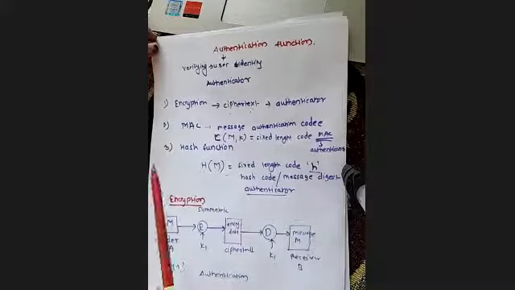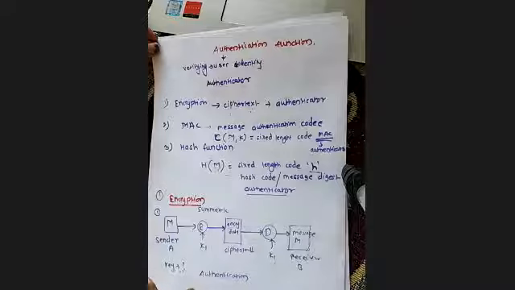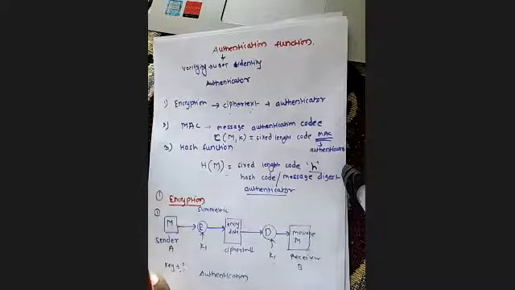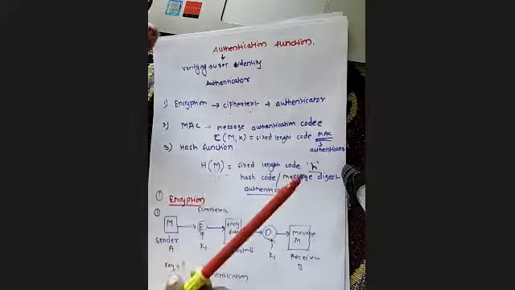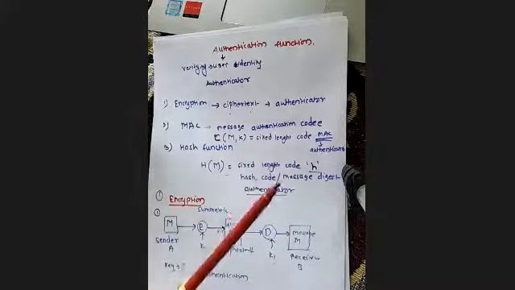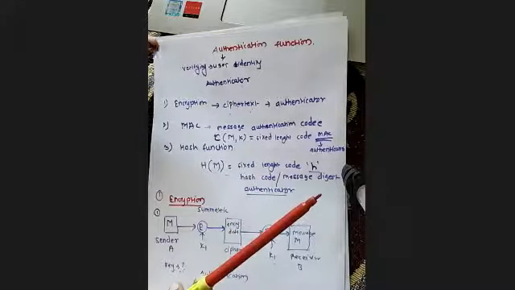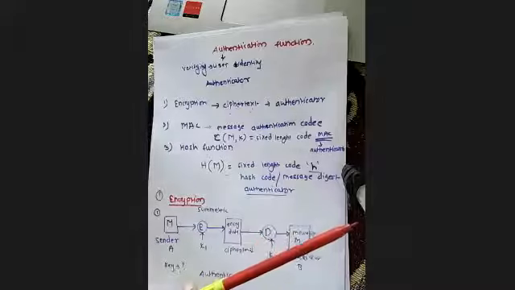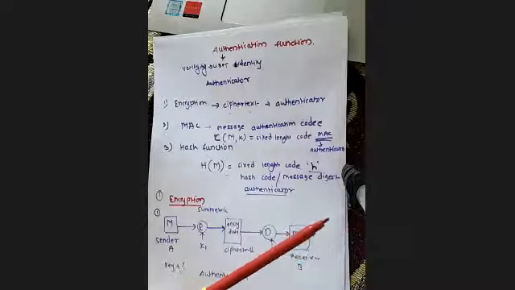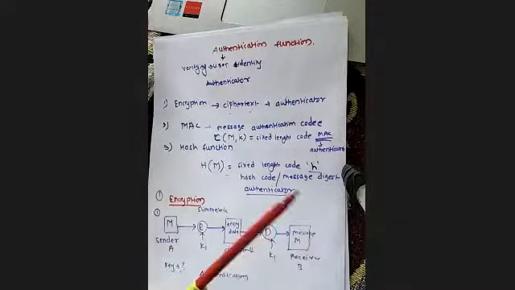There also we used to calculate some values, and we append those values to the data, and then we transfer it to the receiver. The receiver also calculates the same thing, using the same procedure, and finds some values. If the received value and the calculated value are the same, then the receiver says, okay, I have received the actual data.